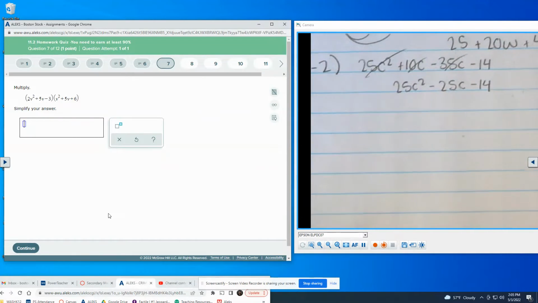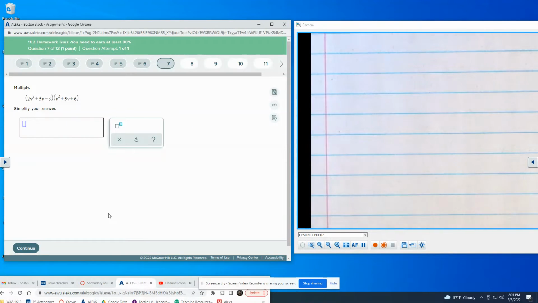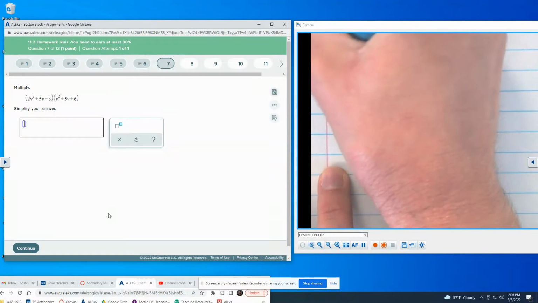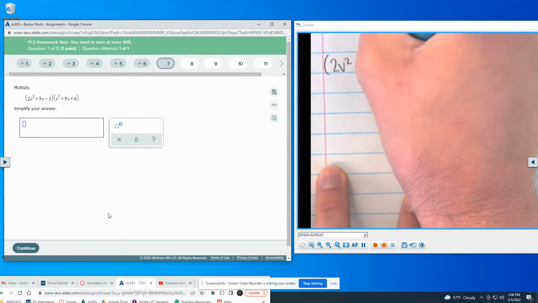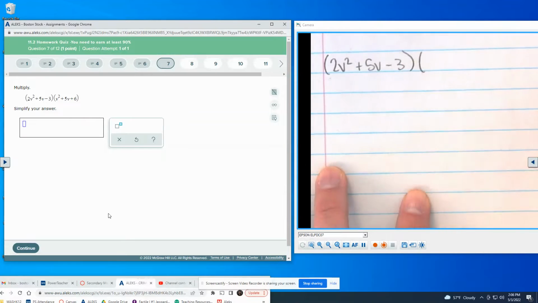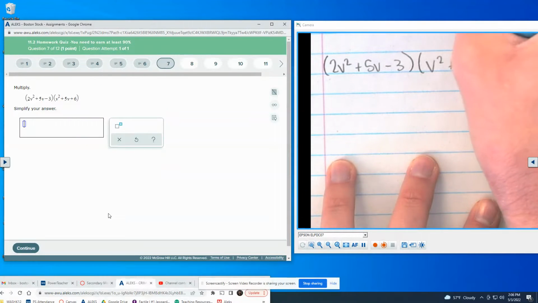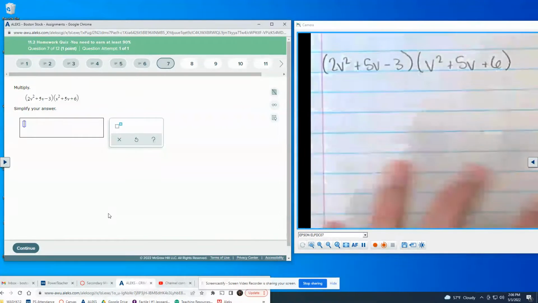Okay. This is similar to one we saw in our notes, but it's actually a little bit bigger. This is two trinomials multiplying together, which we can do. So we have 2v squared plus 5v minus 3, and then we have v squared plus 5v plus 6. Make sure I write it all down right. So this is the same thing as what we've been doing. We just have more pieces that get to distribute.